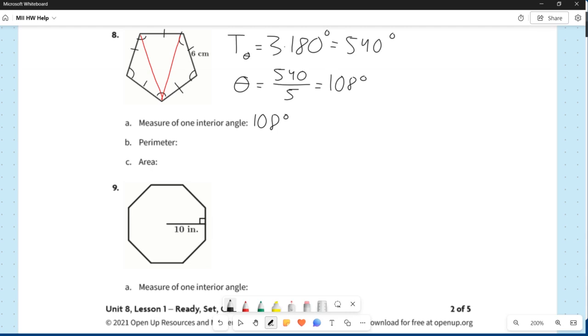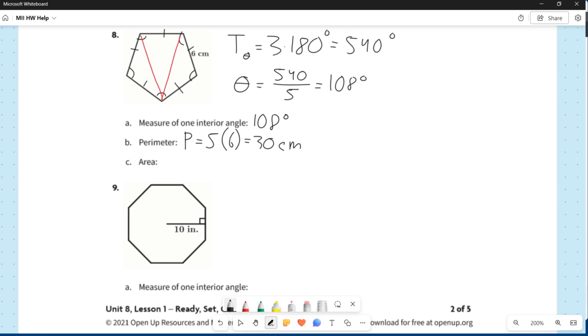The perimeter is very straightforward. The perimeter is simply the sum of our side lengths. It's the total distance around a figure. We have 5 sides, and every single side is 6, because that's included in the definition of a regular polygon. So 5 times 6 is 30. Perimeter is a one-dimensional unit of measurement, and so our total perimeter is simply 30 centimeters.